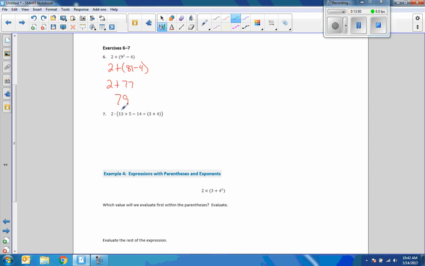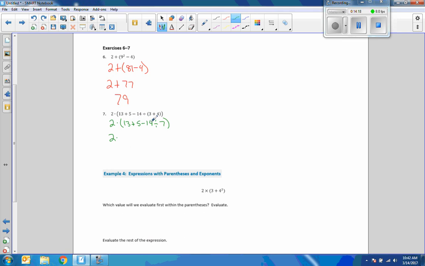Number 7. I have parentheses within parentheses, so I'll watch what I do. 2 times parentheses 13 plus 5 minus 14 divided by parentheses 3 plus 4. I'm going to do the innermost. 3 plus 4 is 7. I don't want parentheses there though. This parentheses here is 7. Now close. Now I still have parentheses, so I want to do that. So I'm going to multiply by 2 last.